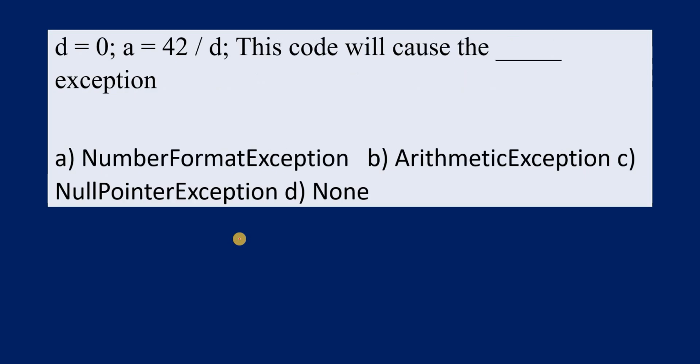try block. Next question, d is equal to 0, a is equal to 42 by d. This code will cause dash exception. So what is the value of d? D value is 0. So it becomes 42 by 0, which is a divide by 0 error, which is otherwise called as arithmetic exception. So the answer is arithmetic exception.